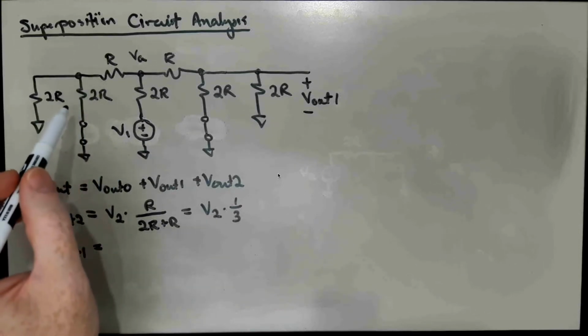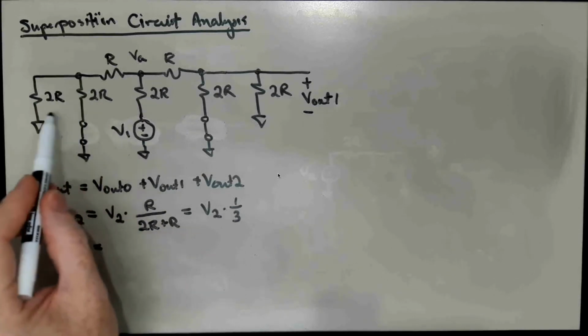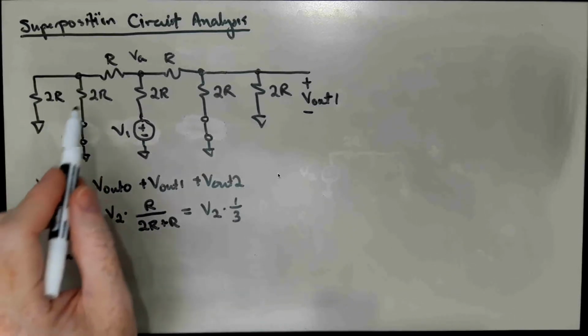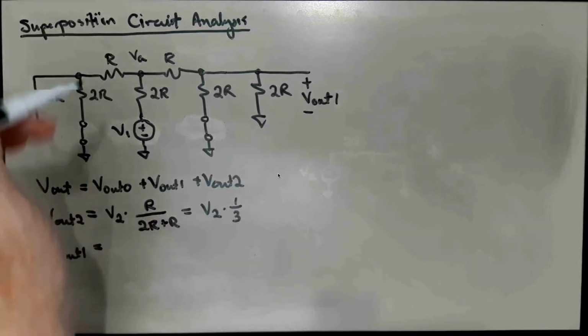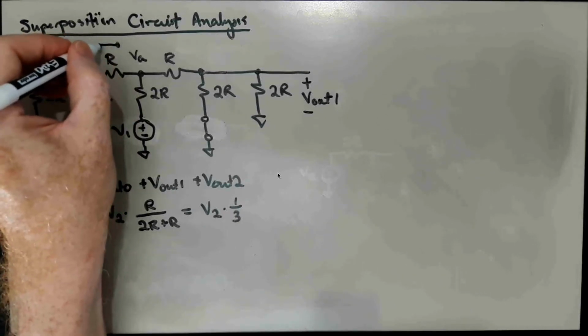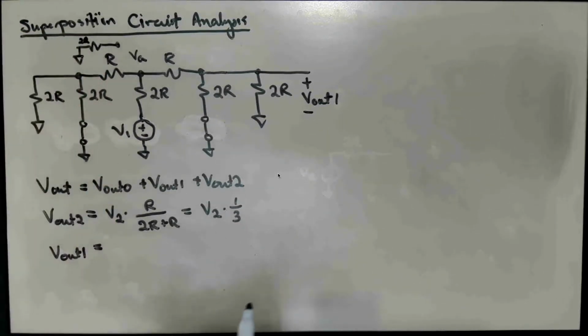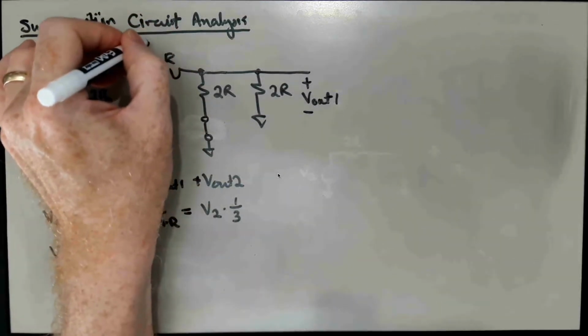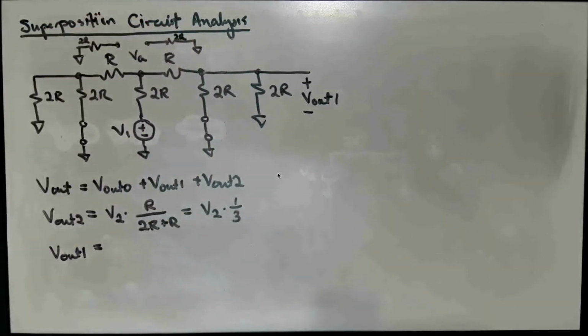Right, so 2R parallel 2R is just R. So these two resistors collapse into a single R. R in series with R gives us 2R, and so from here over, this is effectively just a 2R to ground. Likewise, from here over, this would be a 2R also to ground. And so 2R parallel 2R is just R.